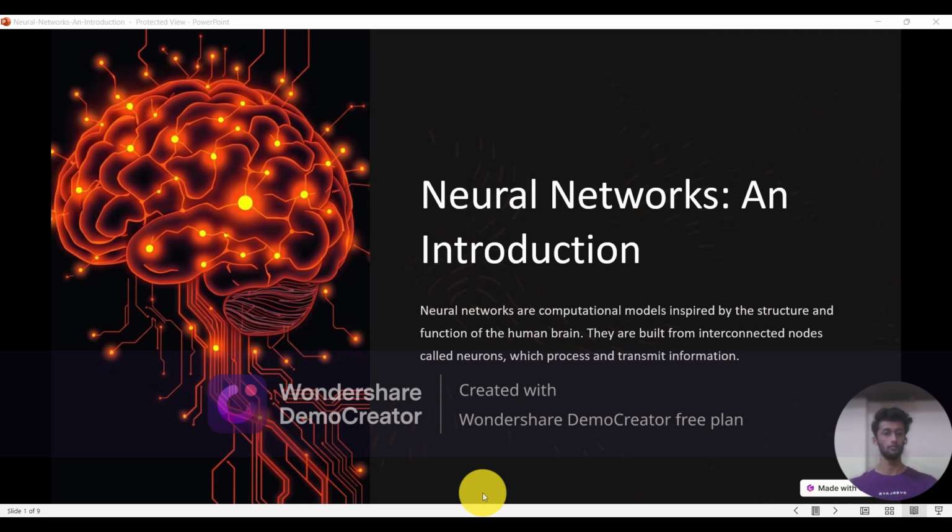Basic structure of a neural network. A neural network consists of layers of nodes, also called neurons, where each node is connected to other nodes in the adjacent layer via weighted connections. The main components are the input layer, hidden layer, output layer, activation functions, and weights. First is the input layer, the first layer that receives the input data. Each node represents one feature of the data.